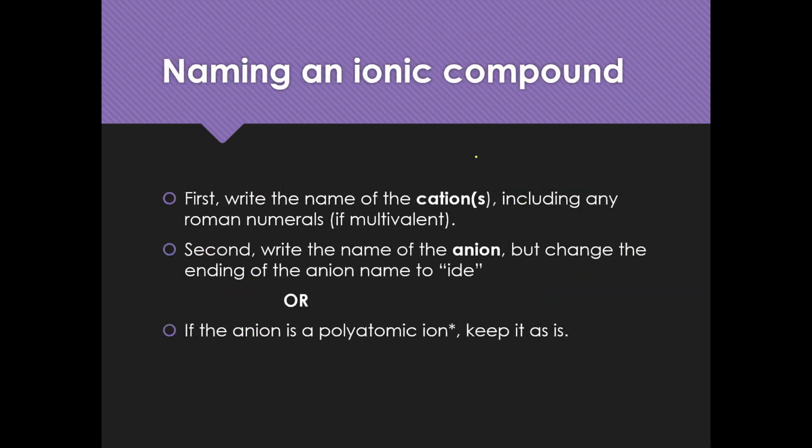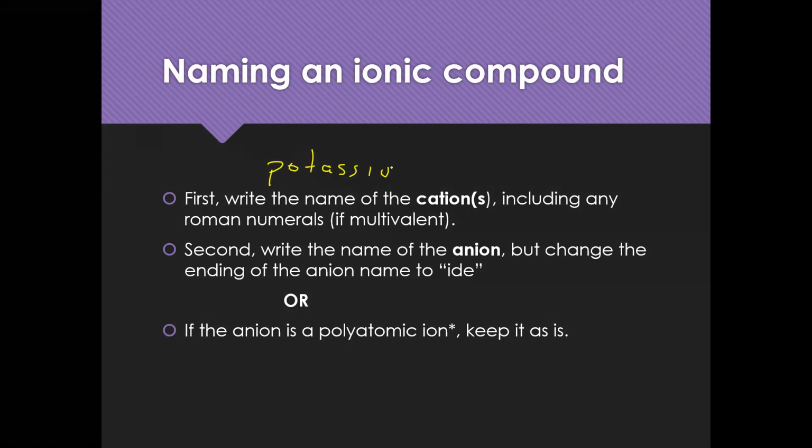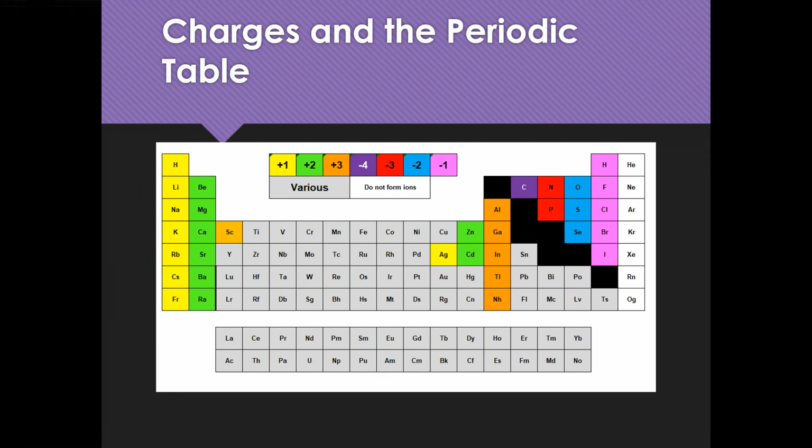We had potassium and nitrogen. We would simply say potassium because it starts with K. Potassium is not multivalent. It's not one of those ones that are in the tricky spots. Potassium is in a definite area right here on the far left-hand side. So it doesn't have more than one charge, so we don't have to worry about that.